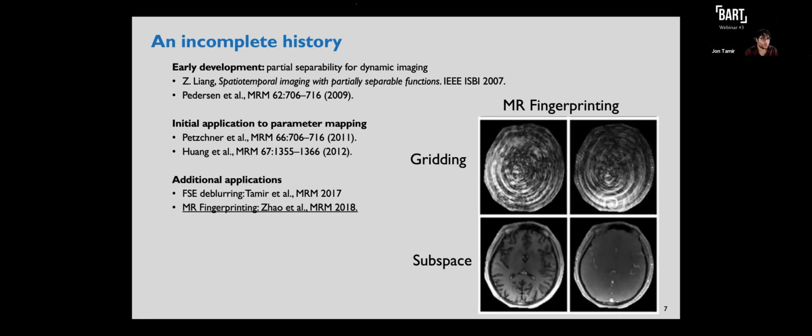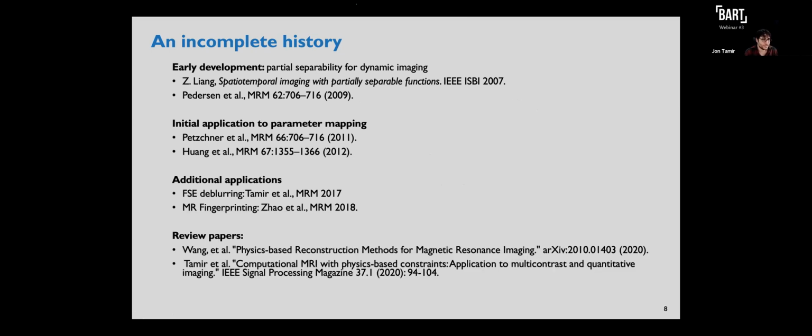And then we started seeing more specialized applications, some things that I worked on, but even more recently, MR fingerprinting, where we can really see the benefit of a subspace reconstruction compared to just gridding. And so this has really enabled high accelerations for these advanced applications. And our groups have a couple of review papers if you're interested to learn more about some of the history and some of the earlier citations and how it's being used today.